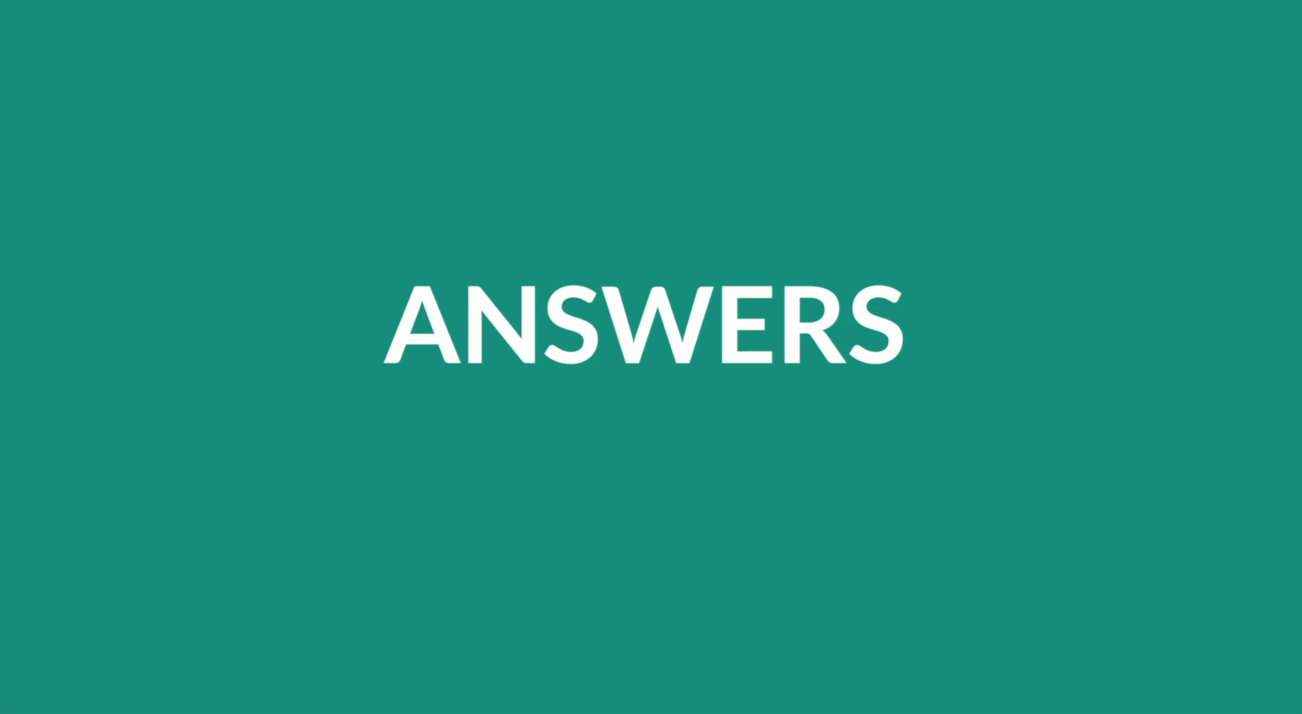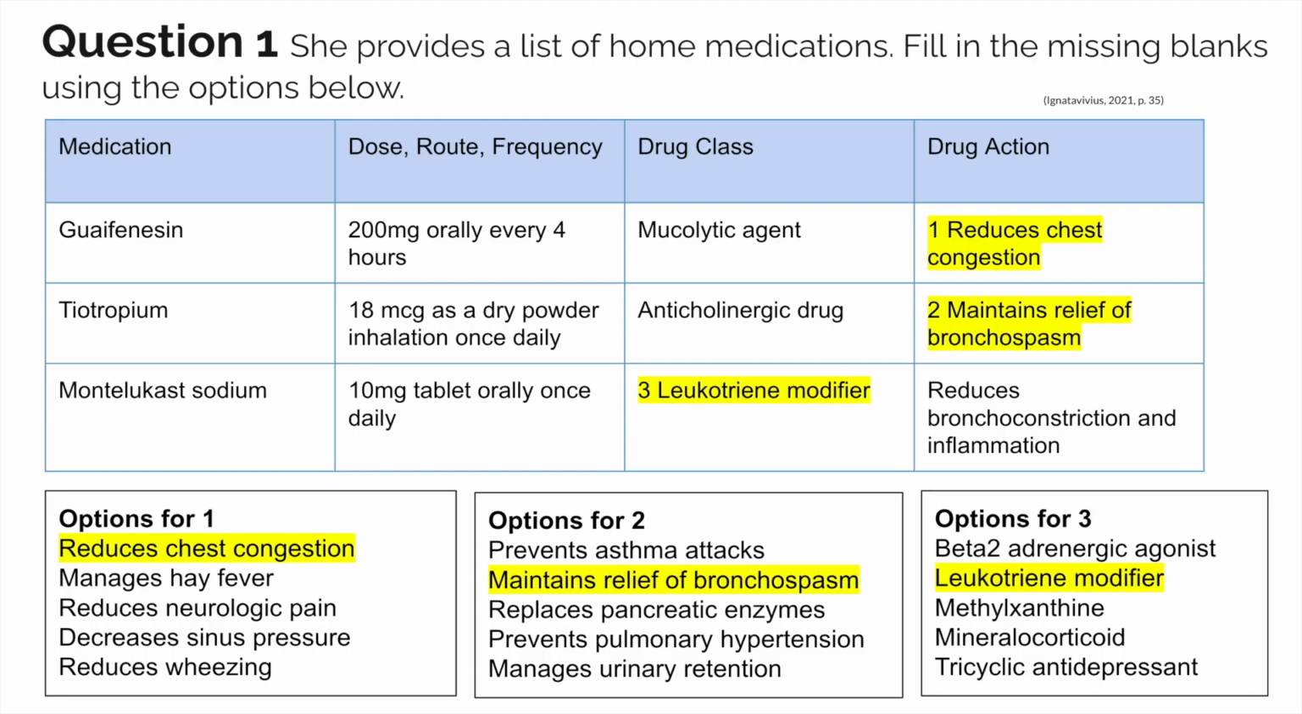Alrighty, now we'll head on to the answers. So question number 1. So looking at each of the medications here, for guaifenesin, we know the dose is 200 milligrams orally every 4 hours. It is a mucolytic agent, and the drug action is to reduce that chest congestion. For tiotropium, it's a hard one to say, so 18 micrograms as a dry powder inhalation once daily.